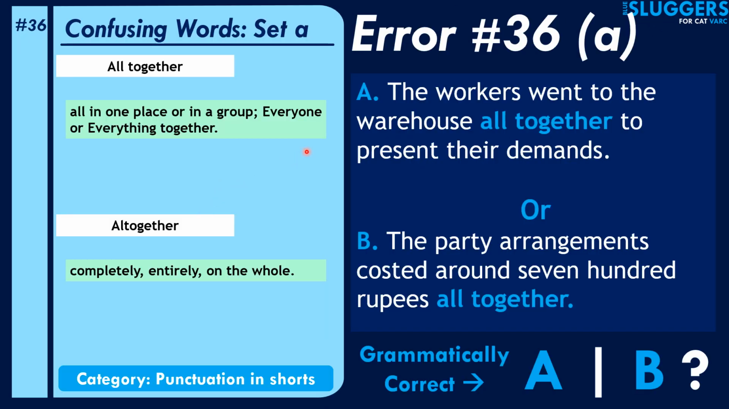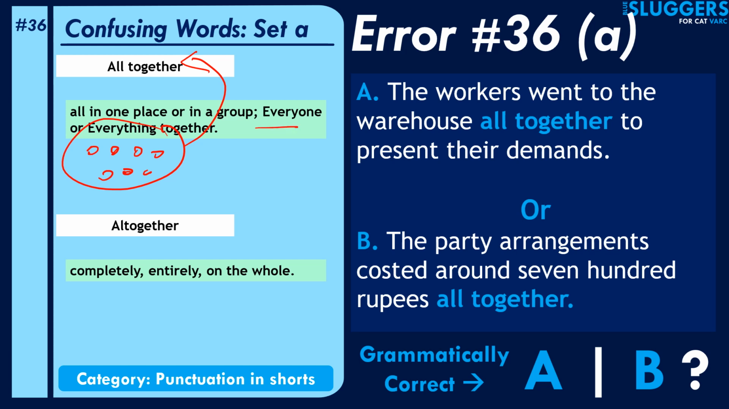So the first word set that we'll be taking up in this session will be "all together" and "altogether", right? These are often used inappropriately, or rather say incorrectly, in contexts. So when you say "all together", you basically mean a group of multiple items together, right? A group of multiple items coming together. That's what "all together" means. So all in one place or in a group, everyone or everything together.